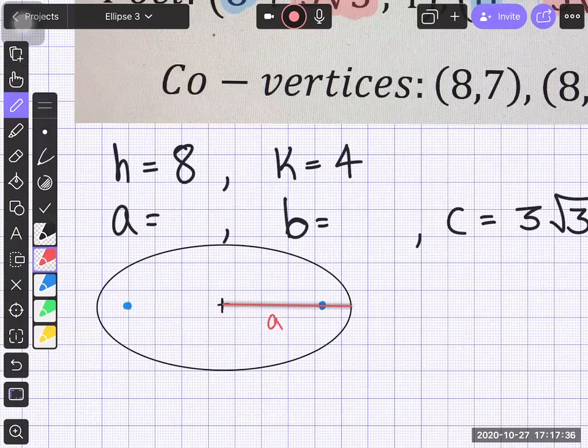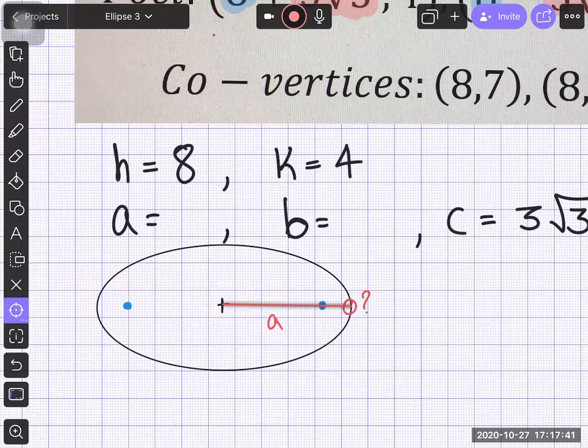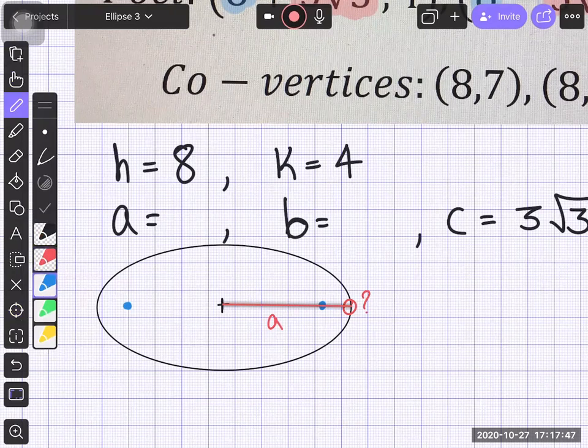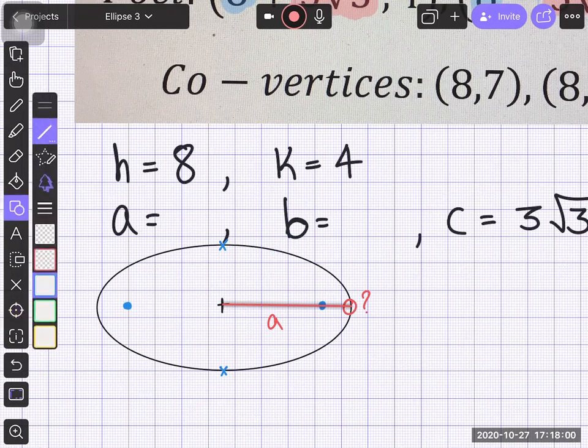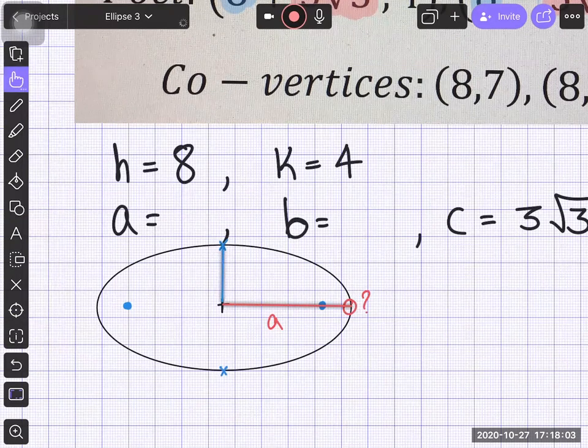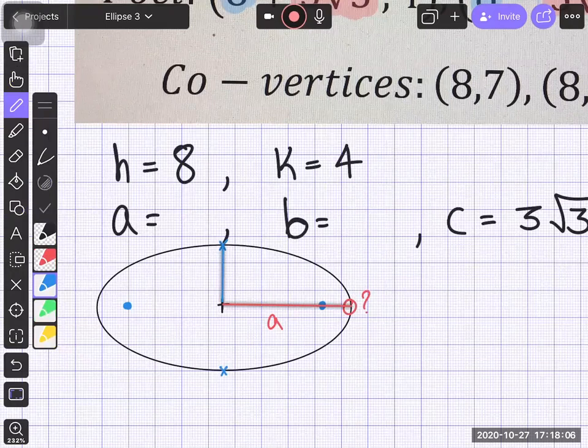Now the problem here is that we don't have the vertices. We don't know the location of this. But what we do have are the co-vertices. So that means that we have this point right here and this point down here. And b, in this case, will be the vertical distance from the center to one of the co-vertices. And b can also be understood as the change in y, or the change in the vertical coordinates.